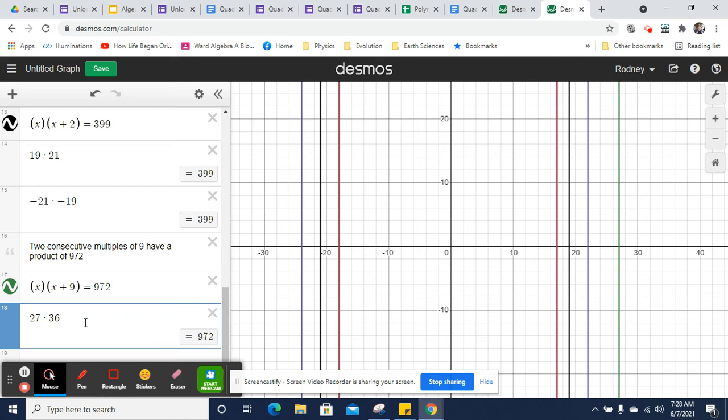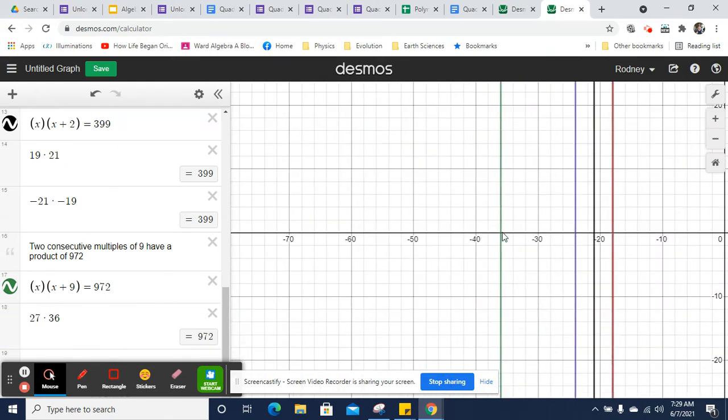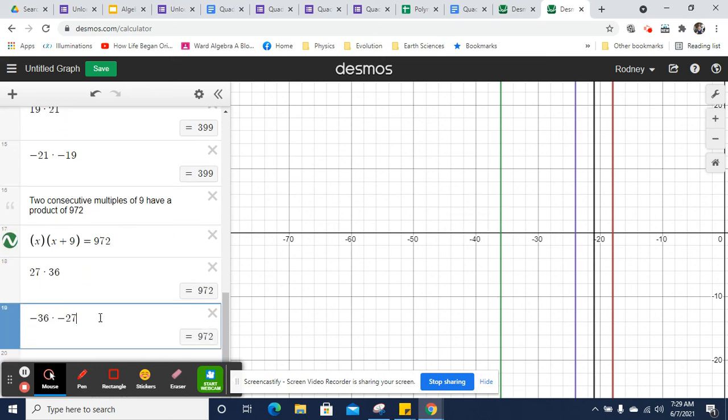And you might have guessed already that my other x is negative 36, and the other number would be negative 27, and that would be right. Negative 36 times negative 27 gets you the goods.